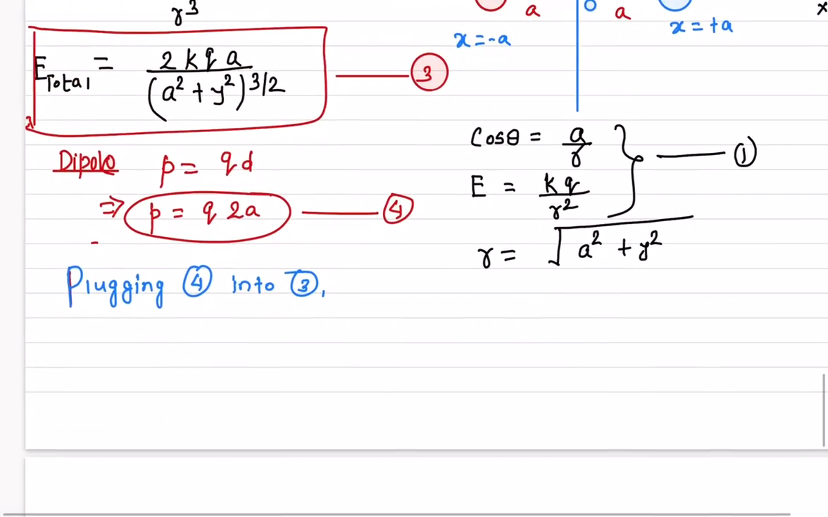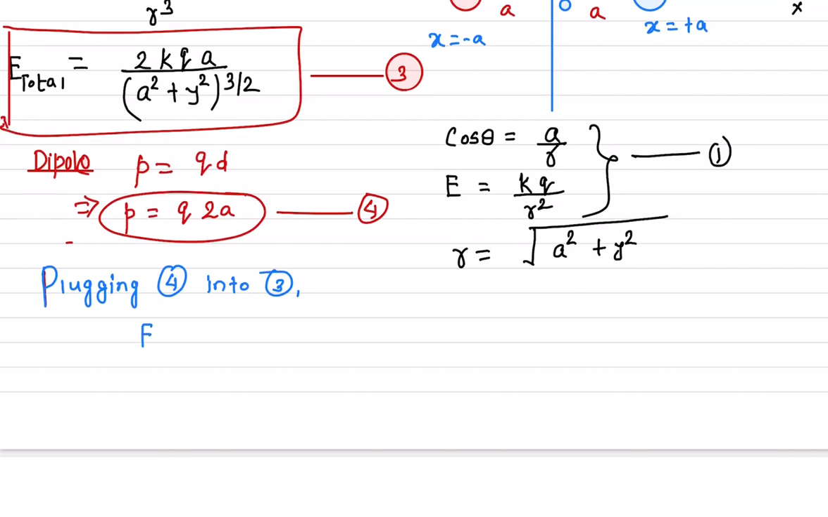Into 3. So what you get is now E total, the electric field. You see now I can replace 2QA together by P. So what I will get is K times P divided by (A squared plus y squared) to the power 3 over 2.